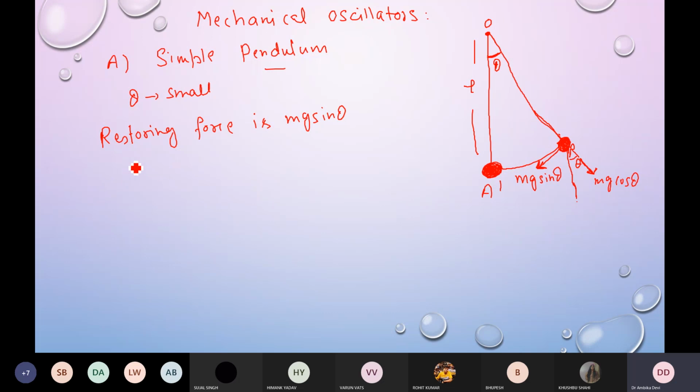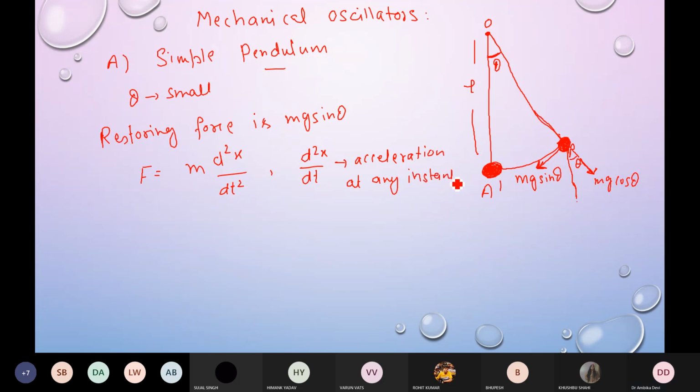We also know that from Newton's second law, the force acting on the system is equal to ma, where a is the acceleration, and acceleration can be written in terms of displacement, where d2x upon dt square is the acceleration at any instant t in the direction of increasing x.